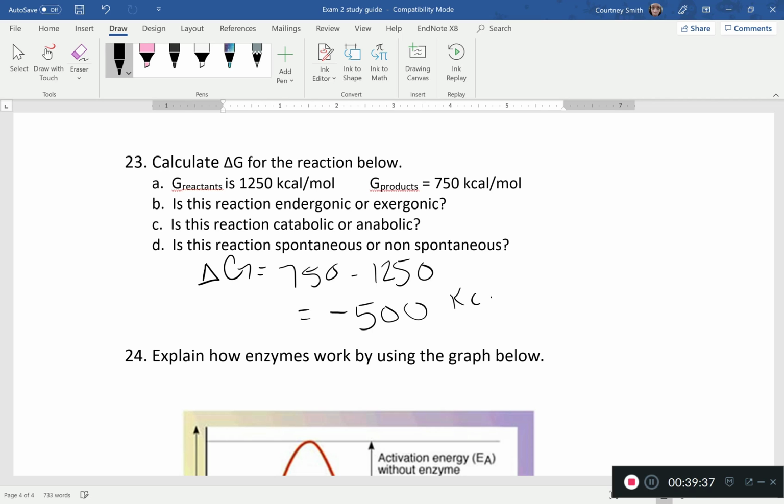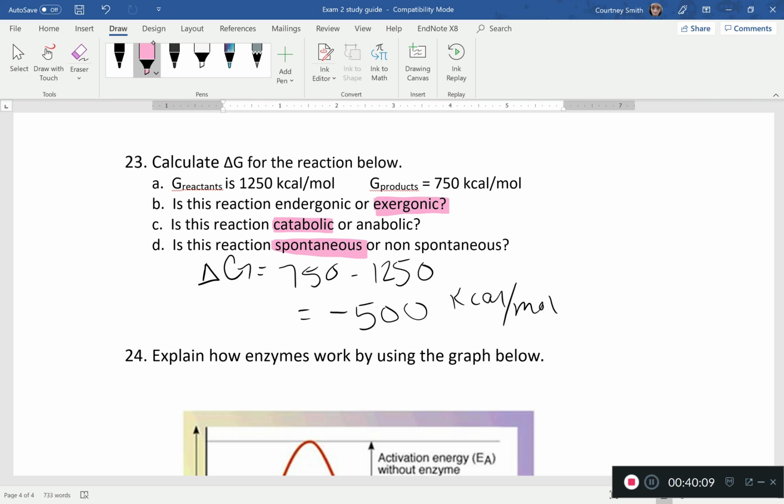And then kilocalories over moles. Since we have a negative value, that tells us a lot. So is it endergonic or exergonic? Based on this, it is exergonic because it's negative. And since it is negative, it is catabolic. And the fact that it is negative also means it is spontaneous.